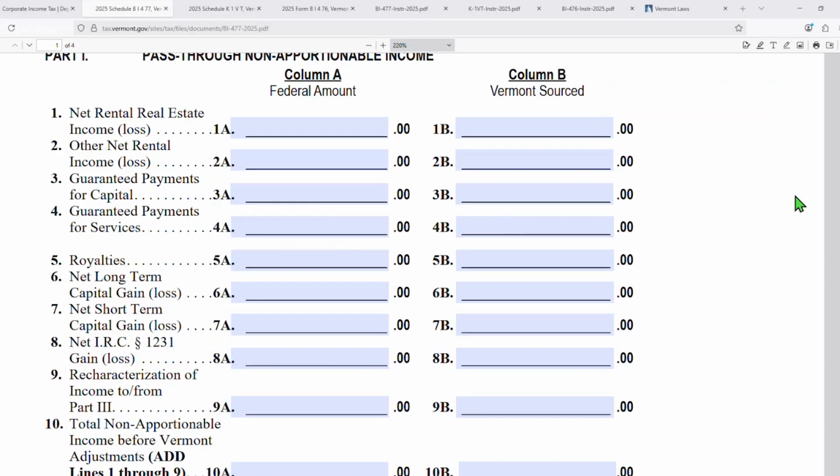Okay, so anyway, let's start with part one. Even though they're not in the exact order of Schedule K, these are the same items of income that are on Schedule K. So column A should match, for the most part, Schedule K on the federal returns. If you have net rental real estate income, if you have 1,000 reported on Schedule K, you're probably going to have 1,000 reported on line 1A. And all of these lines are going to follow like that, where it's just going to pick up the Schedule K number for the most part.